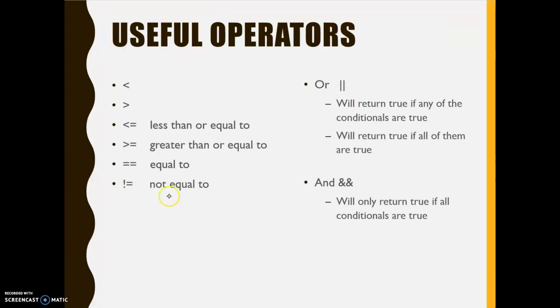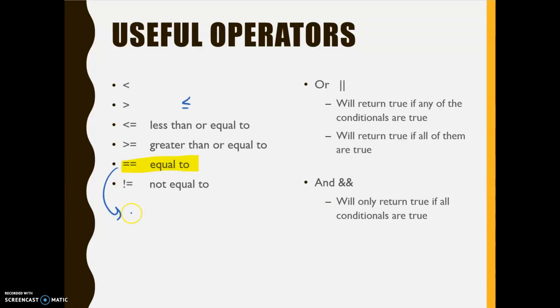Now, there are several operators that we use with decision statements. And most of these are pretty common to what we would expect them to be in math, the less than, greater than. Since there's no way to do a symbol like this in programming, we just do less than and then an equal sign. Same thing with greater than and equal to. When we want to check for equality, we have to use a double equal sign.